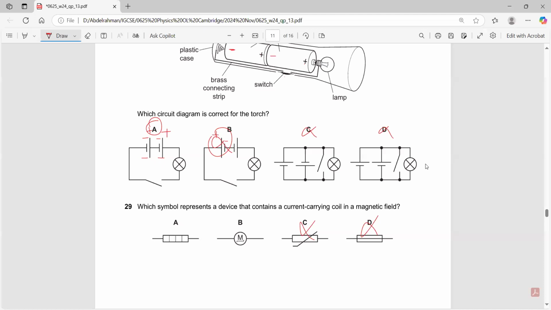Does a motor have a magnetic field and a coil? Yes, it does. What about A? A is a heater, so it's not A. It is B. You have a magnetic field, and you have a coil which has a current inside it, which gives the motor the rotation it needs. It does rotate the motor. Okay, DC motor. Yes.